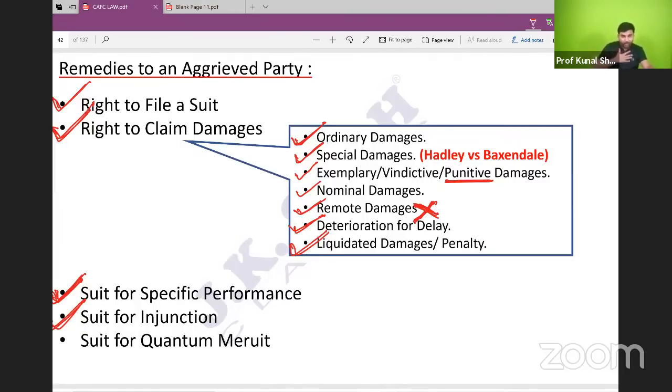The court can then order me: kindly don't do an activity which you had promised that you are not going to do. So whether you talk about specific performance or injunction, they are possible only when the court orders, otherwise not. Last, suit for quantum merit. Quantum merit stands for as much as earned. Doctrine of restitution is one of the points towards quantum merit itself.